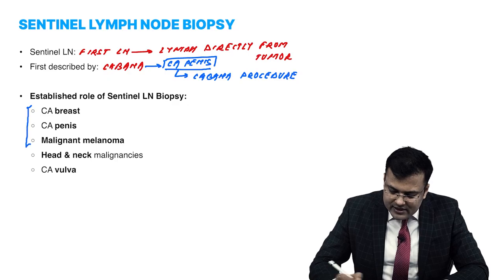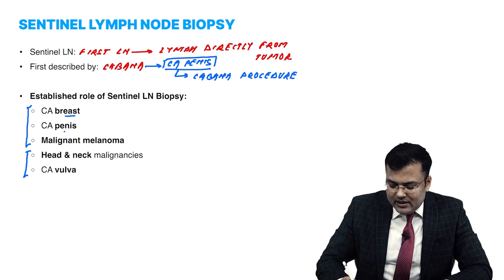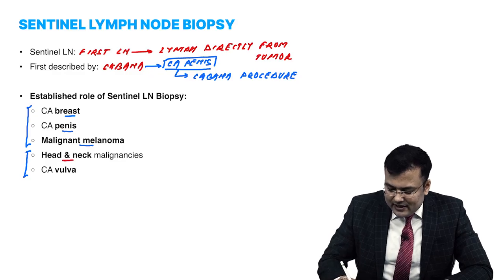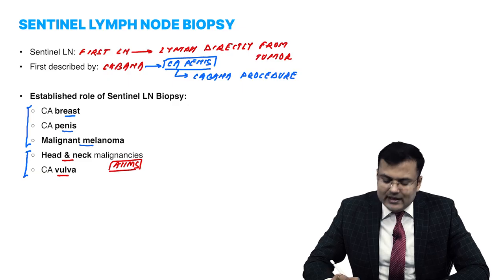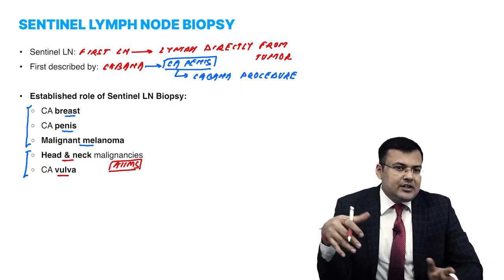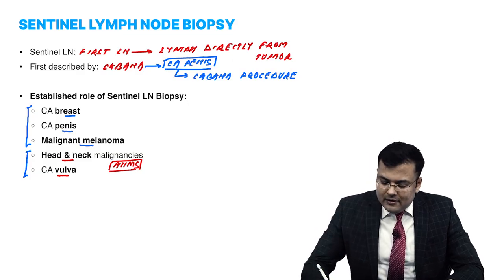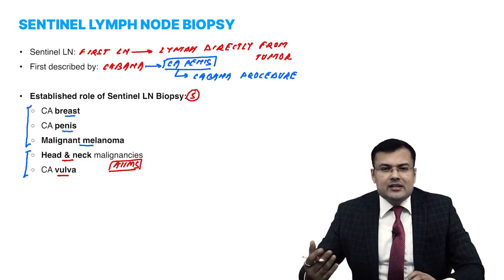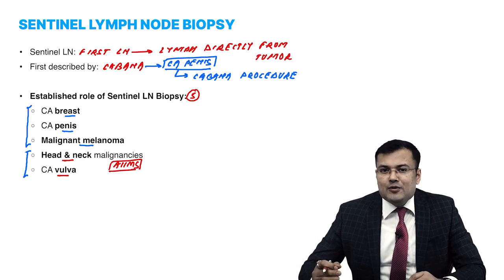Previously only 3 malignancies were there, and there is an addition of 2 more. Previously there was CA breast, CA penis, malignant melanoma. And there is the latest addition of head and neck and carcinoma vulva, and this was asked in AIIMS. Clear? Nowadays the questions asked are on head and neck malignancy and carcinoma vulva. So these are the 5 malignancies with established role: carcinoma breast, CA penis, malignant melanoma, then head and neck malignancies and carcinoma vulva.